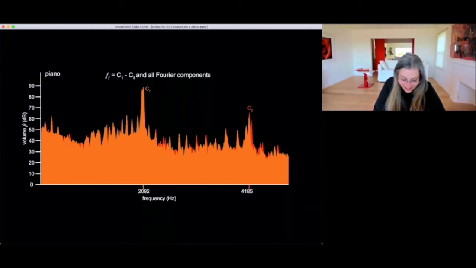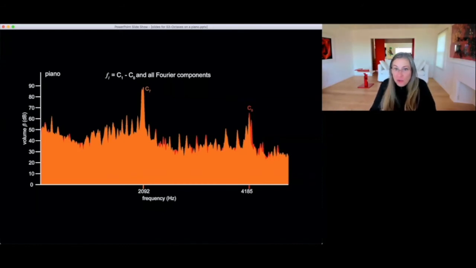Now I'm alternating C8 and C7. And you can see clearly that C7 is half the frequency of C8. And in fact, the second harmonic, or the second Fourier component of C7, is twice the fundamental frequency, and it overlaps almost perfectly the frequency of C8. So the ratio for octaves really is 2:1.